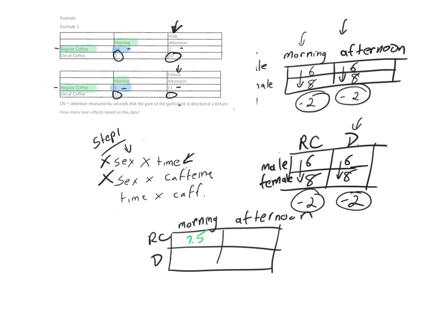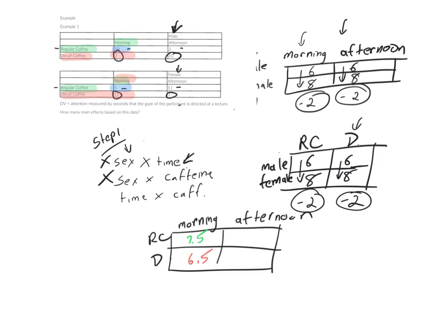Okay, so now we're looking at morning decaf. Let me change to a different highlighter. Morning decaf, right? Here's decaf. Here's morning. So now we're doing 11 plus 2 divided by 2. So 13, 6.5.